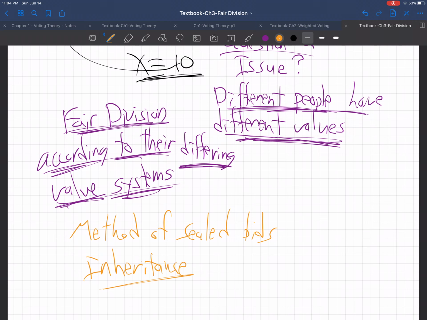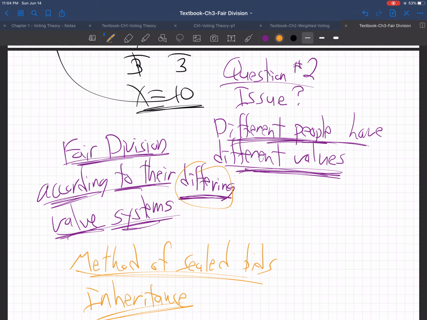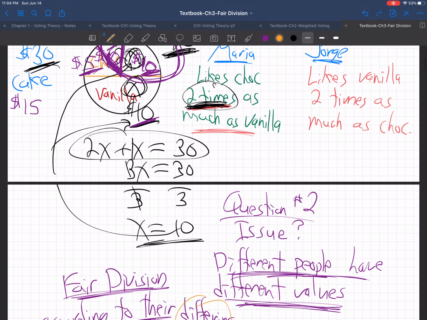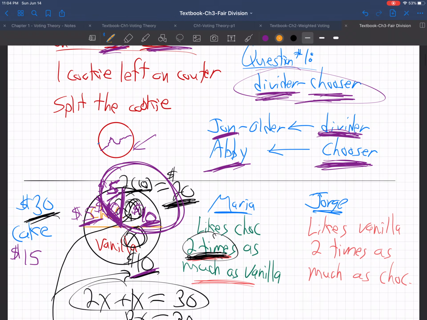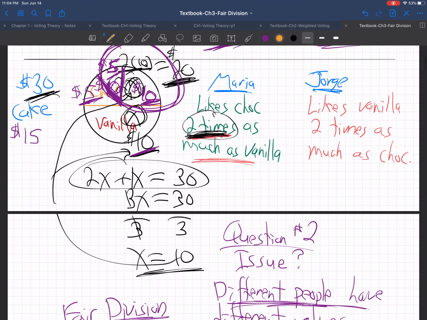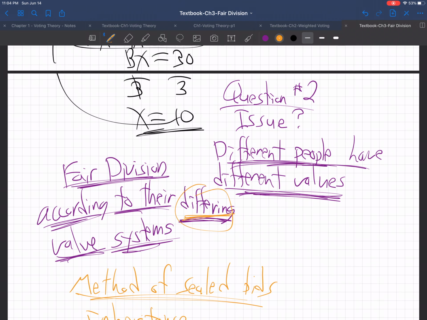So when there's an inheritance and you have a bunch of people you're dividing up the inheritance with, it's an excellent method of letting people value things however they value it. Somebody might like one thing better than the other. And in the end, everybody walks away with a fair share, forced to, even if they're hostile, according to their differing value systems. That's what this chapter is all about. You can tell it's going to take some fancy math in a hostile situation to force fairness, like divide or chooser, and to deal with all the facts of differing value systems for everybody involved.